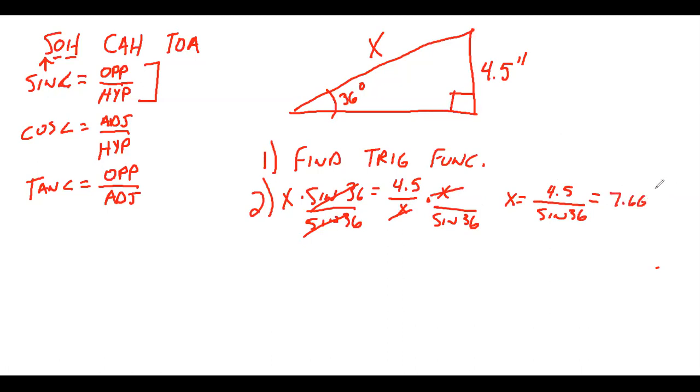What is that? Inches? If you look at this triangle, and all the triangles that I give you, for the most part, I think there might be one or two where it doesn't make sense, but you should be able to look at this thing and say, okay, that makes sense. It's almost twice the length of this side, right? If that's a 36-degree angle, this is 4.5 inches. This kind of looks like it would be 7.66 inches.